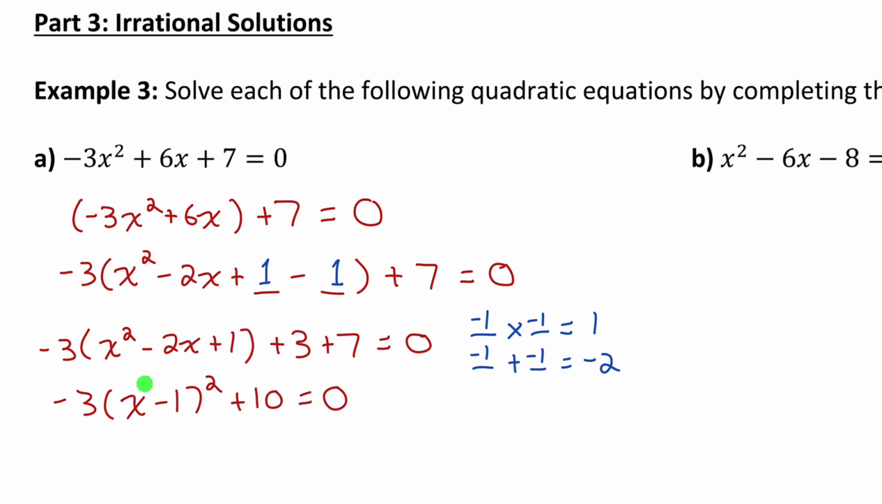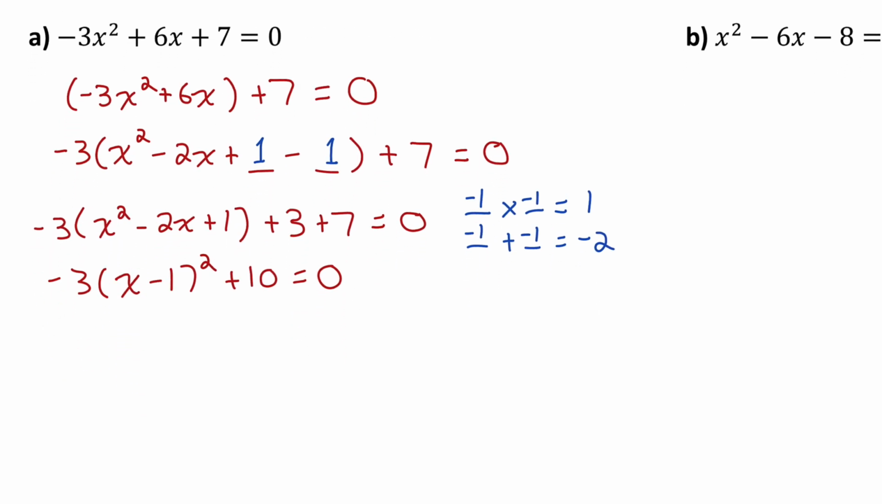And now I'll just rearrange the equation to isolate the x. I'll start by moving the 10 to the other side, and then I'll divide this -3 to the other side. A negative divided by a negative is positive, and then I'll move this squared to the other side by plus or minus square rooting.